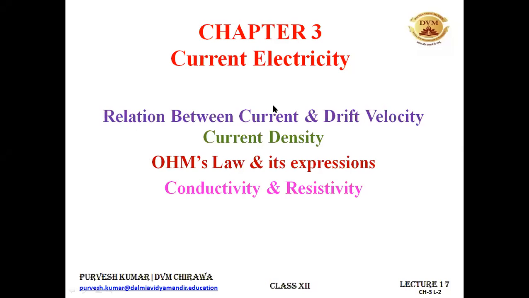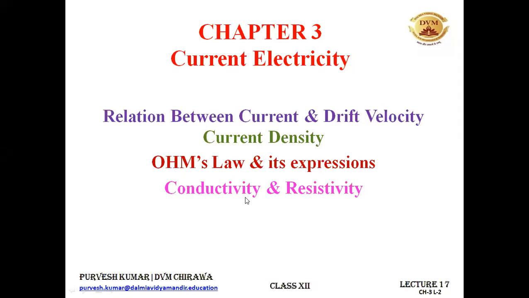Current is denoted by capital I, drift velocity is Vd. The expression for drift velocity we have obtained in the previous class. We have to go through a new term that is known as current density. We will be learning something about Ohm's law. This law you have already studied in class 10. But now in this class, we will be learning about its various expressions. So it can be expressed in some other ways that we will be seeing. And then finally, we will be going through some of the formulae of conductivity and resistivity.